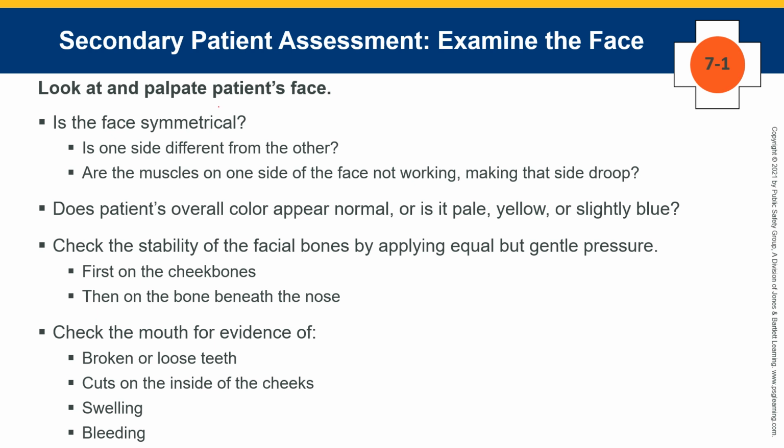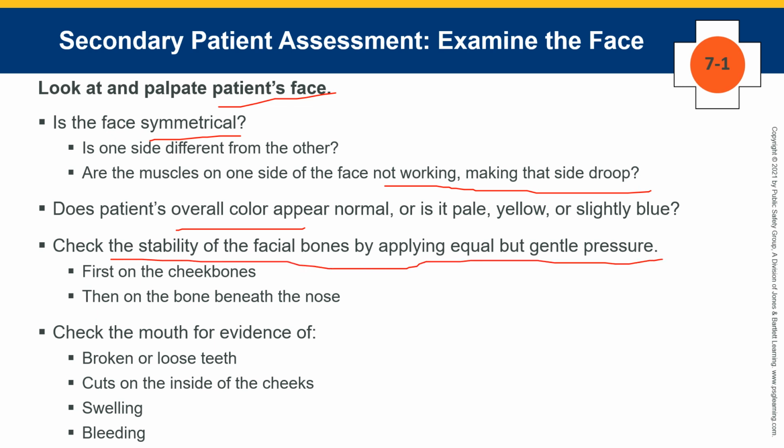Continuing head to toe, then we can take a look at the face. We're going to look for symmetry. If we see drooping on one side, we know that may be indicative of a patient, for example, with a stroke. We want to again look more specifically at the skin color there, and we may need to assess the stability of the facial bones by applying pressure to those bones. Oftentimes, it's enough if we can just ask them to kind of clench their teeth, and if they're unable to do so or if that's painful, that's indicative of some sort of instability. Checking for broken or loose teeth or some cuts, swelling, or bleeding is important for us because then we can be confident that they can maintain an airway.